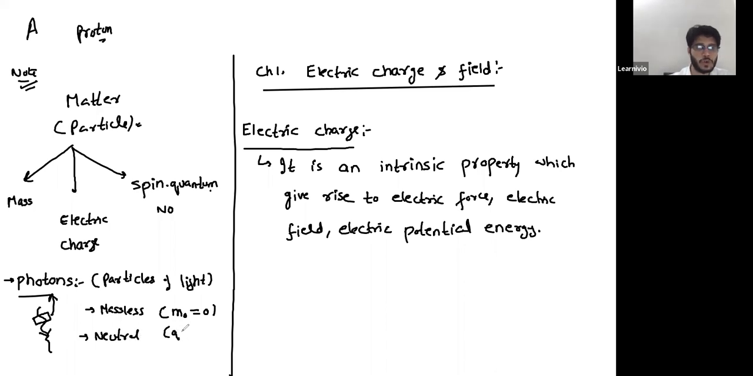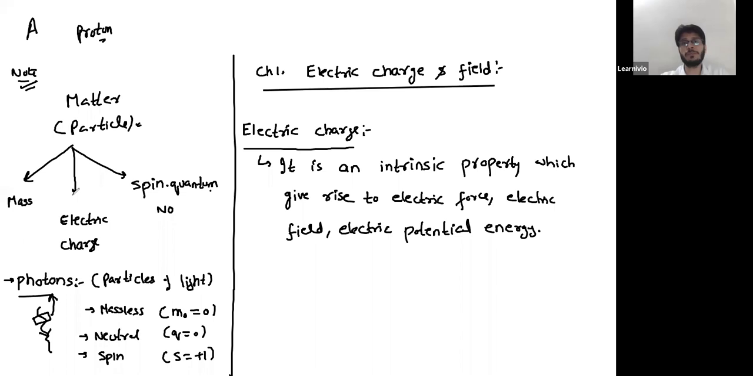Like charge on photon is zero. It survives only due to spin. The spin of photon is plus one. Those photons survive just due to their spin. For something to be a particle, it should have at least one of these quantities. And all these quantities are intrinsic.